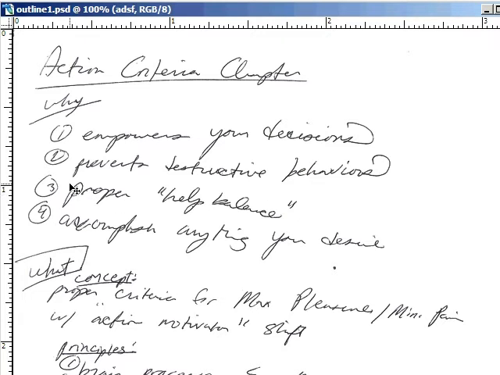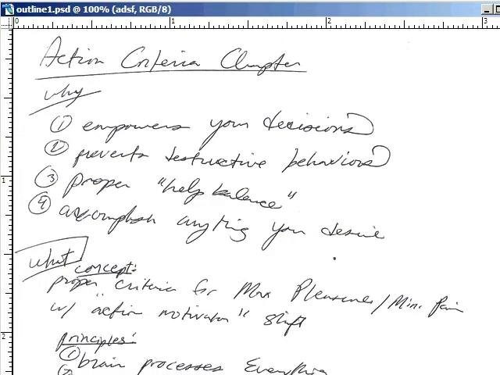This can be used both ways. The help balance for positive and negative affiliation. And then this is for powering. Prevents destructive behavior means control. So this is prevents destructive behavior to be negative power, and positive power will be obviously empowers your decisions. Okay, so those are the why. That's the why section of the outline.